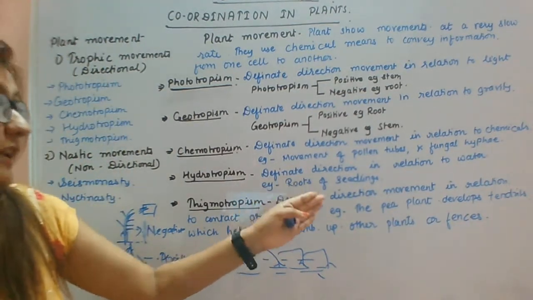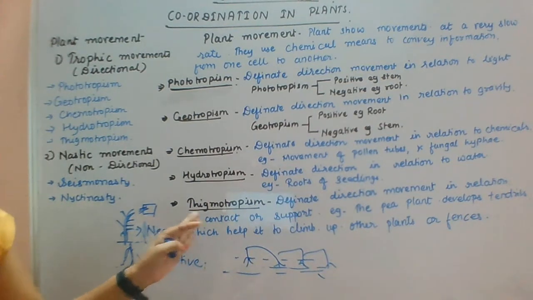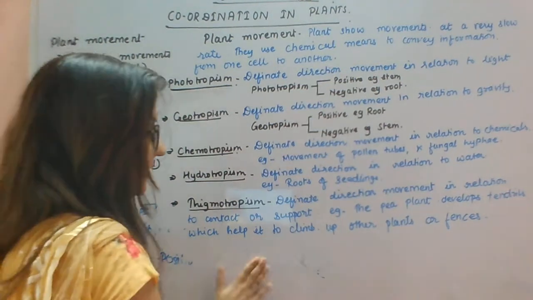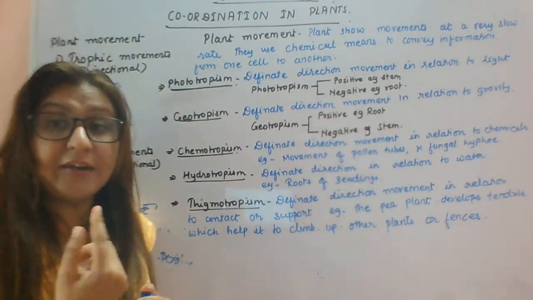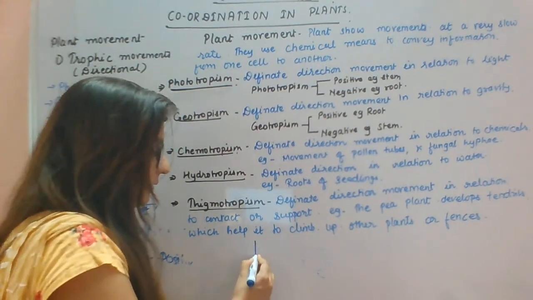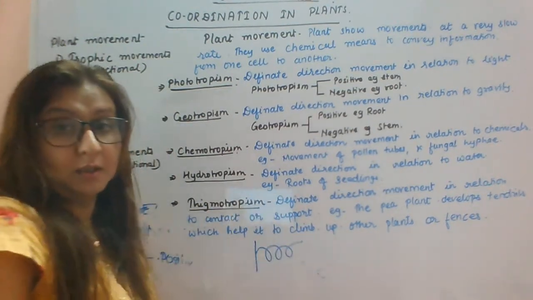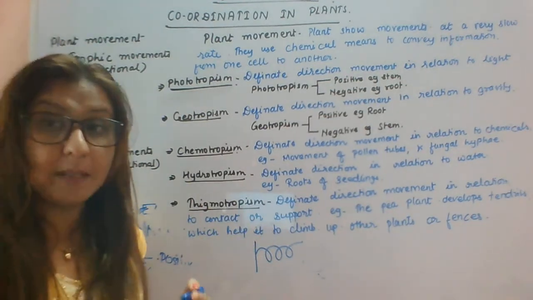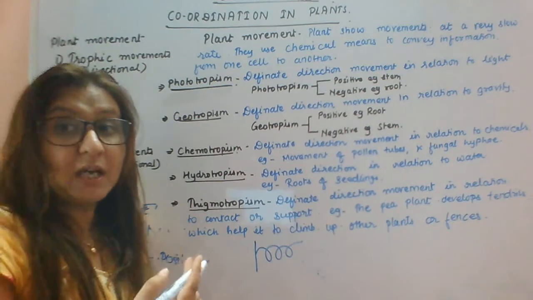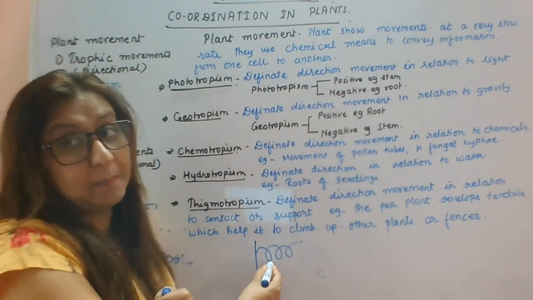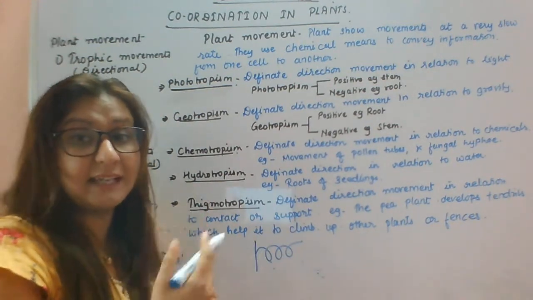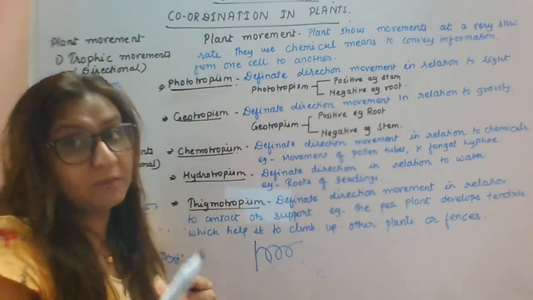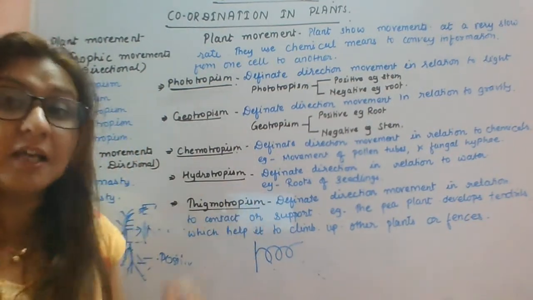Next, we will see the example of thigmotropism. Thigmotropism means definite directional movement in relation to contact or support, for example in the pea plant. Whenever you see the tendrils, that is this type of green part of the plant, this is called a tendril. So in a pea plant, these tendrils develop, and whenever they get any support, any wall or fence or other tree, they tend to climb up with that support. That is called thigmotropism.